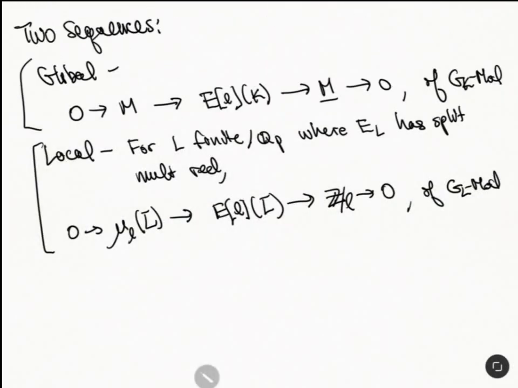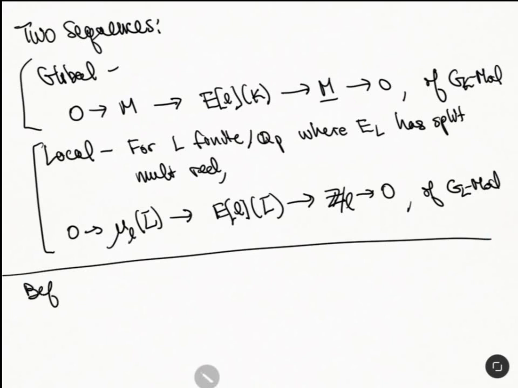So what the local conditions in initial theta data are going to require is that these two things be compatible in a certain way. Before actually stating this, let's recall some things. Essentially, we're going to want the base change of the global sequence to be the local sequence.